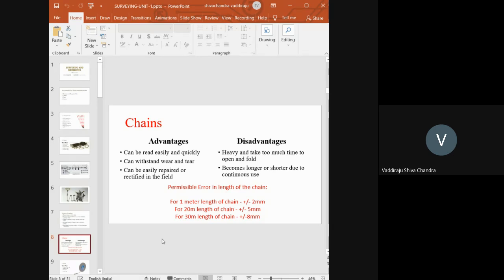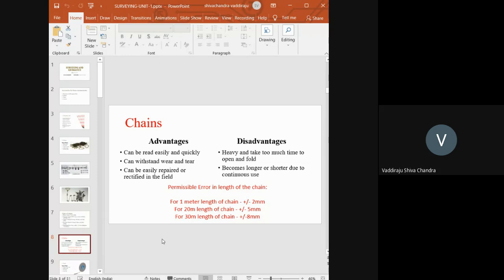The weight will be more, so we need to ensure that we are holding it properly when we open it up and throw it in the field with force. So that is one typical problem with this chain, and it becomes longer or shorter due to continuous usage. Okay. So these are the disadvantages.